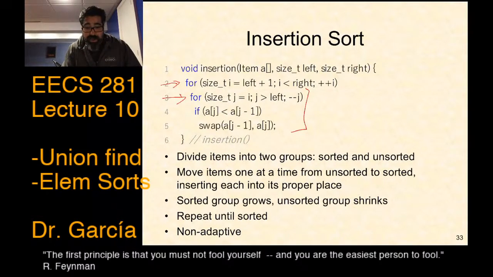That goes to move items one at a time from unsorted to sorted, inserting each into its proper place. So at every iteration, the sorted section grows by 1 and the unsorted section decreases by 1, because I've moved one of the elements from the unsorted section into the sorted section in its proper place. This current version that you have in the slides is non-adaptive, and this is where we'll start on Tuesday. I will start with adaptive versions of insertion sort.